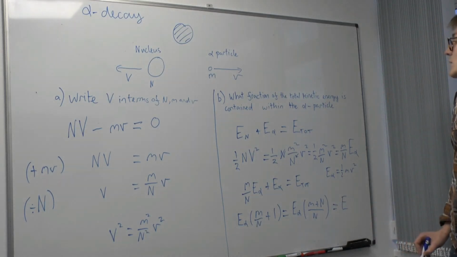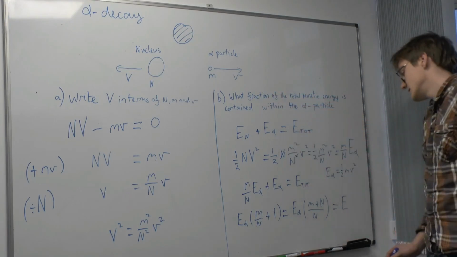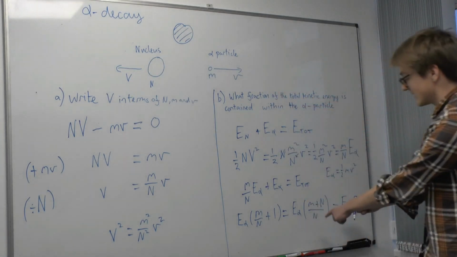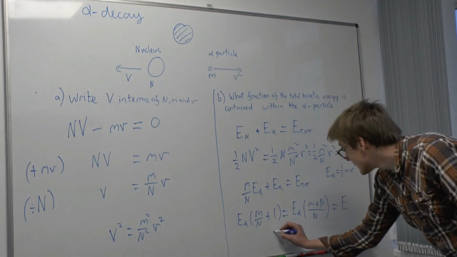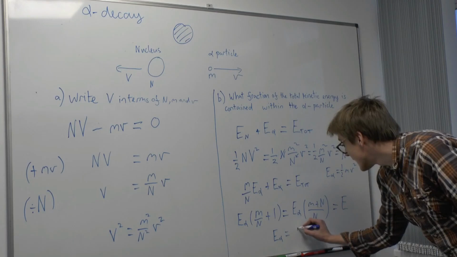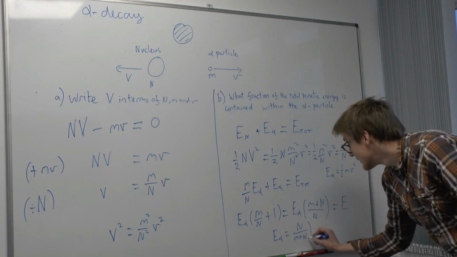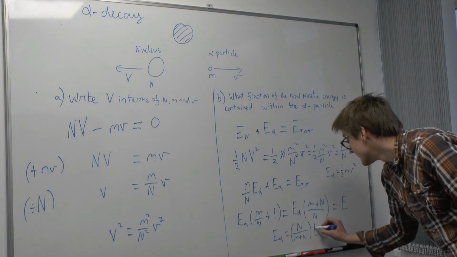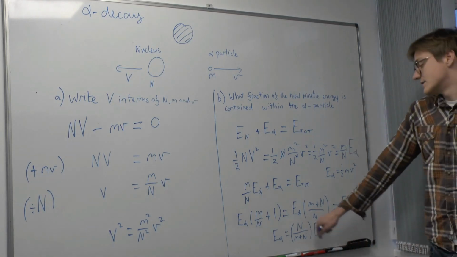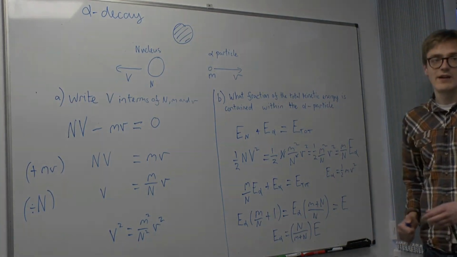So we want the fraction of the total kinetic energy that is contained within the alpha particle. So we divide by this factor here, and we get E alpha equals N over m plus N times E total. So that is the fraction of the total energy that's contained in the alpha particle.